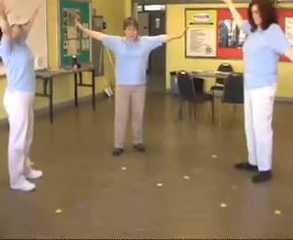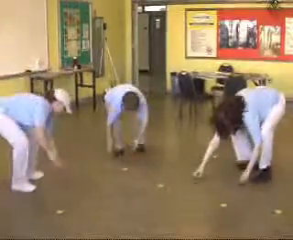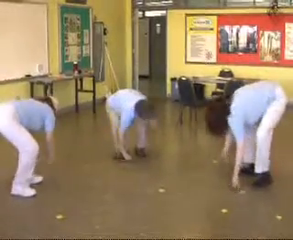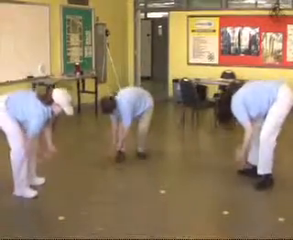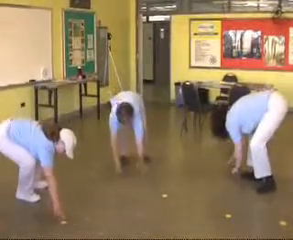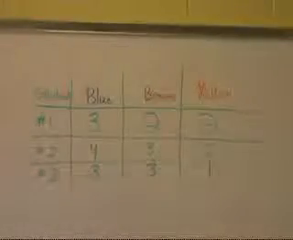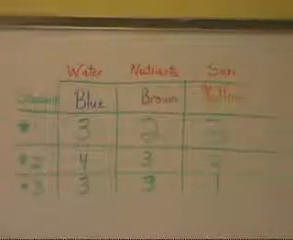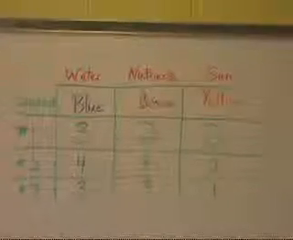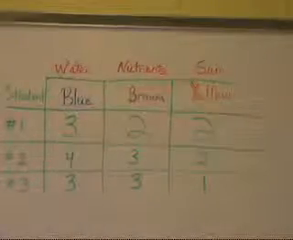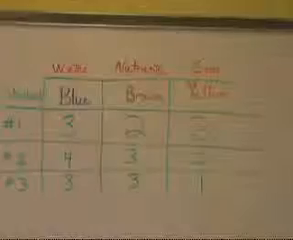Ready, set, go. Have each student tally his or her results. Discuss with your students what each color card represents. Blue for water, brown for soil nutrients, yellow for sun.